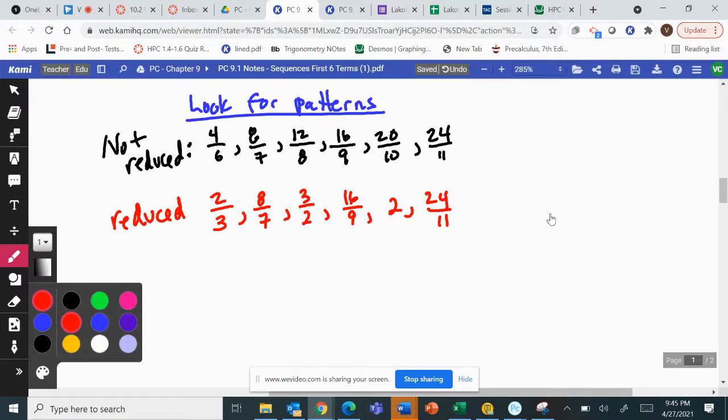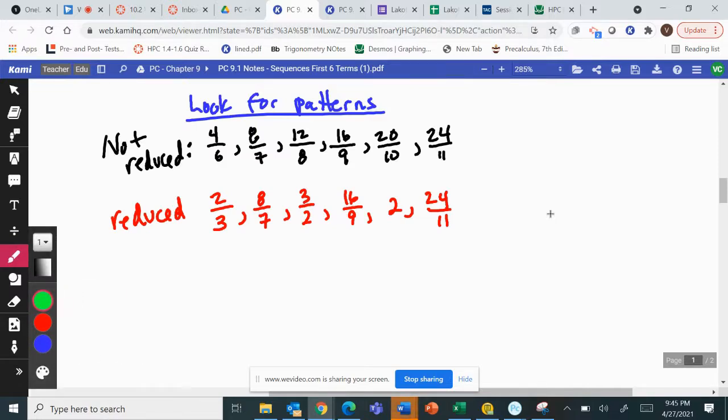On the top one, when I'm looking for a pattern from 4/6, 8/7, 12 eighths, 16 ninths, I actually noticed that 4 to 8 is plus 4, 8 to 12 is plus 4, 12 to 16 is plus 4, 16 to 20 is plus 4, 20 to 24 is plus 4. And then on the bottom, I noticed plus 1, plus 1, plus 1, plus 1, plus 1.